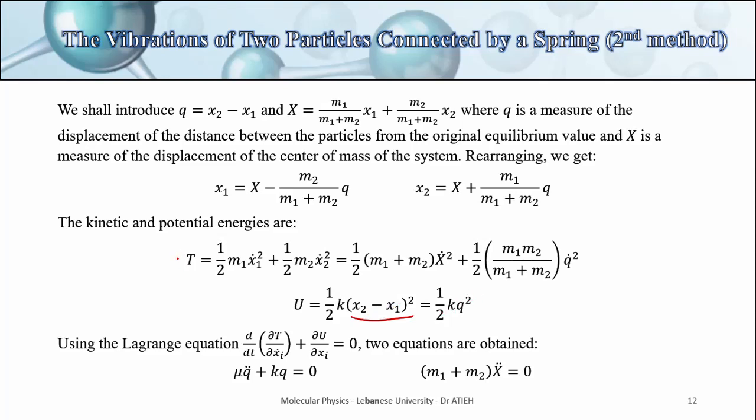So now we have written T and U in terms of the new coordinates x and q. We are able to use the Lagrange equation. So do your derivative and you will arrive at mu q double prime plus kq equals 0. This is the first equation. And m1 plus m2 x double prime equals 0. This is the second equation.